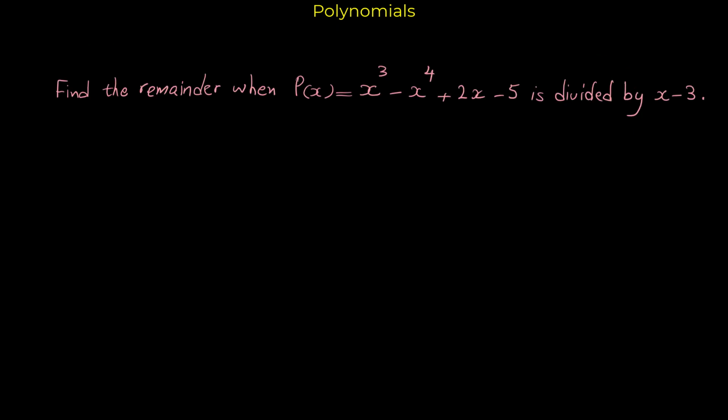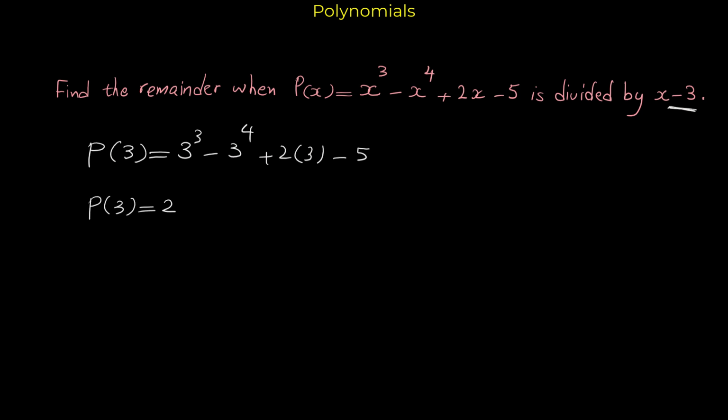Here we have another example. Find only the remainder when we divide this by x minus 3. For finding the remainder, what number do we have to plug in the given polynomial? 3. Opposite sign of this. So we plug in 3. 3 to the 3 minus 3 to the 4 plus 2 times 3 minus 5. P of 3 would be: 3 to the 3 is 27, 3 to the 4 is 81, 2 times 3 is 6, minus 5.